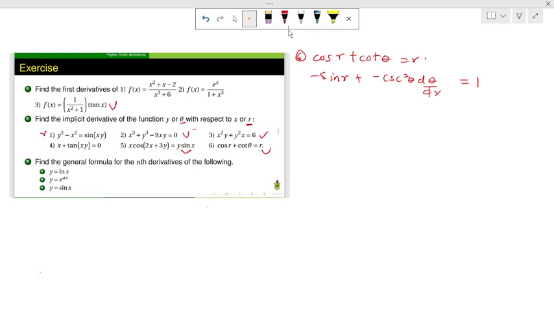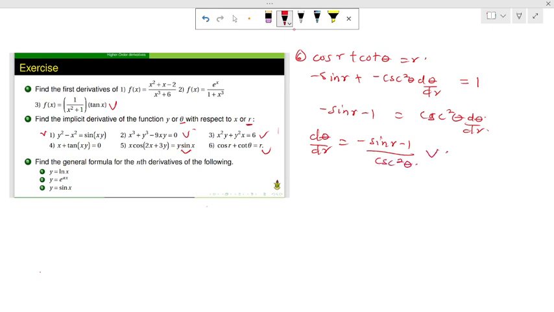So simply I want this. Okay, so I'll send that one there. So I'm going to have negative sine r minus 1 is equal to cosec squared theta d theta over dr. So d theta over dr is equal to negative sine r minus 1 all over cosec squared theta. That's all. This is all for the implicit derivatives.